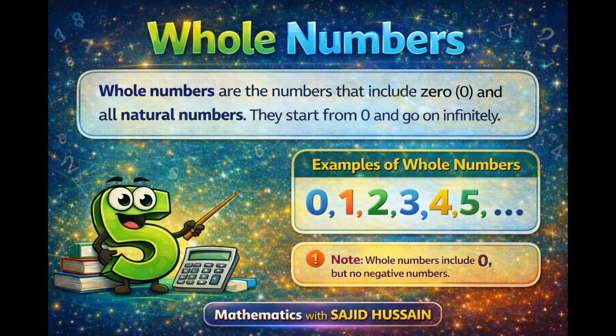Definition of whole numbers. Whole numbers are the numbers that include 0 and all natural numbers. They start from 0 and go on infinitely. Examples of whole numbers: 0, 1, 2, 3, 4, 5. Note: whole numbers include 0, but no negative numbers.